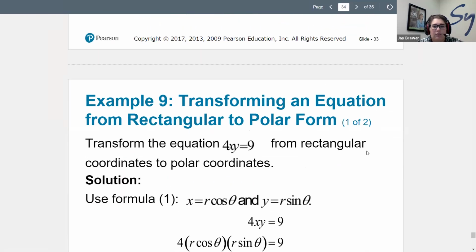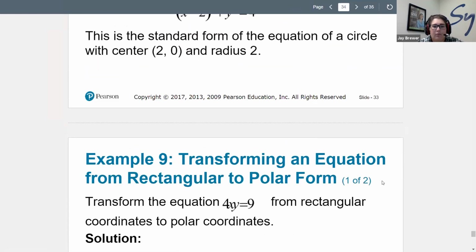All right, so we want to transform the equation 4xy = 9 from rectangular to polar. So what's the first thing you want to do? What do you know about x and y? The x would be r cosine of theta, and y was r sine of theta.